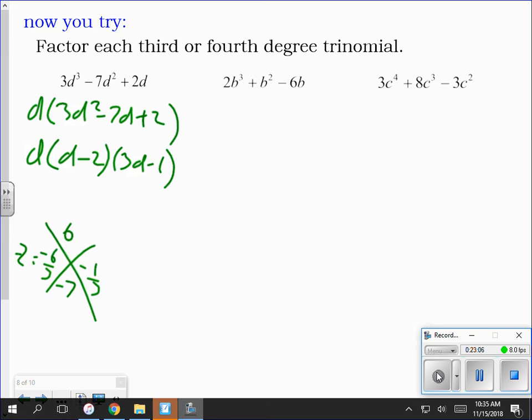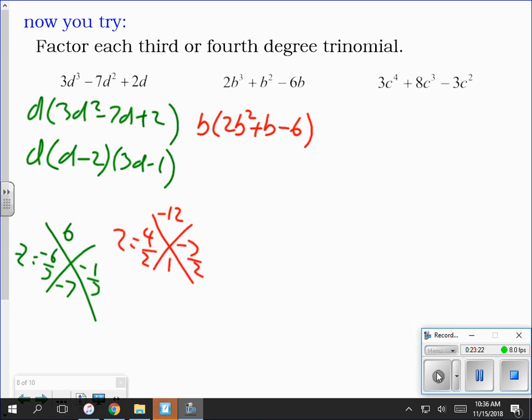Next one, my common factor is b. Pull out my b. And I get 2b squared plus b minus 6. Set it up. -12 and 1. That's 4 and -3. Divide those by 2. I get 2 and -3/2. So I have b times b plus 2 times 2b minus 3.